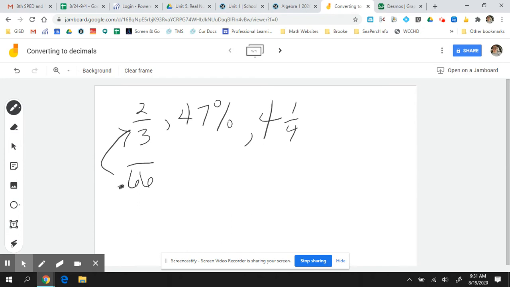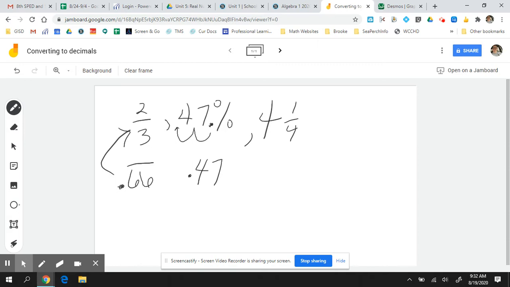Now, if we do 47%, anytime we have a percent and we're moving it to a decimal, we want to move the decimal 2 places. If we are given 47%, our decimal starts at the end of our number, and we're going to move it 2 places to the left, 1, 2, and that's where my new decimal will be. So it is technically 0.47. We've now changed it to a decimal.